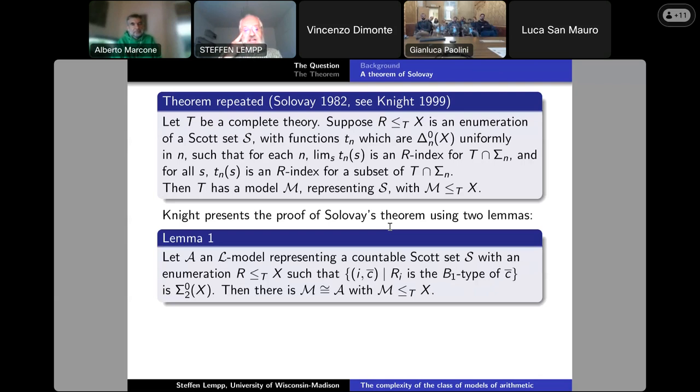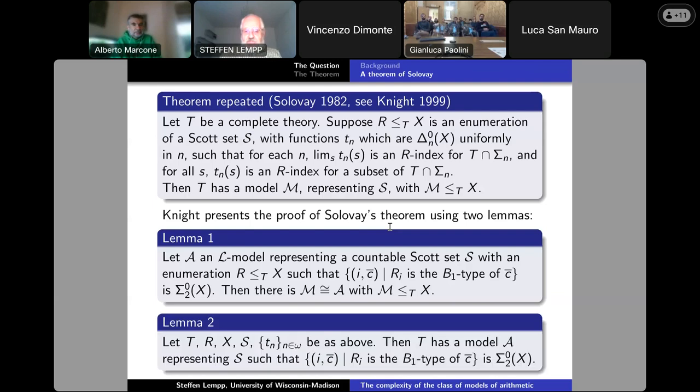It says, if I have an L-model, so of course L is the language of T, an L-model which represents a countable Scott set S, and this Scott set S has numeration R less or equal X, such that the collection of pairs I, C bar, where Ri, remember this is the ith row of R, is the B1 type of C bar, and that set of such I, C bar is Sigma 0 2 relative to X, then there is a model isomorphic to A called M, such that M is computable in X. Remember, when I say a model is computable, that just means that the atomic diagram of M is computable, Turing reducible to X. Okay, so that's the first lemma, the way she writes it up.